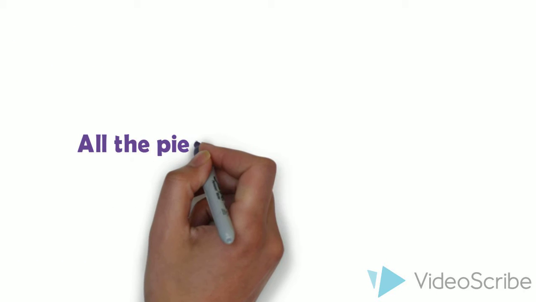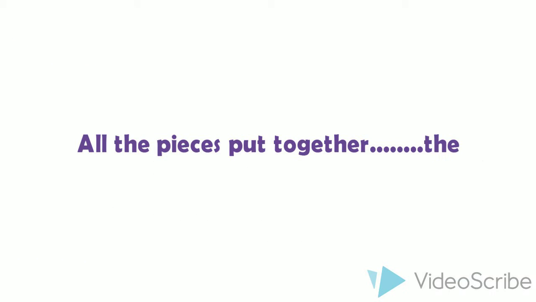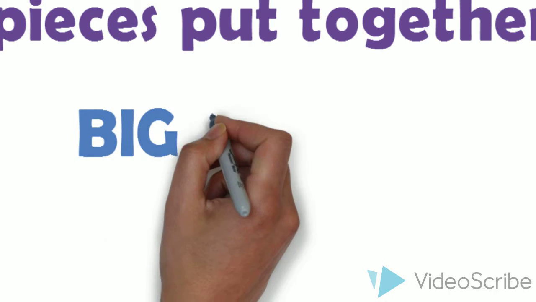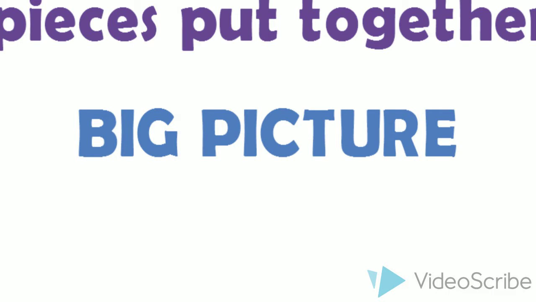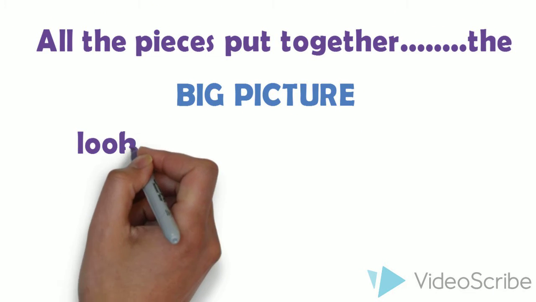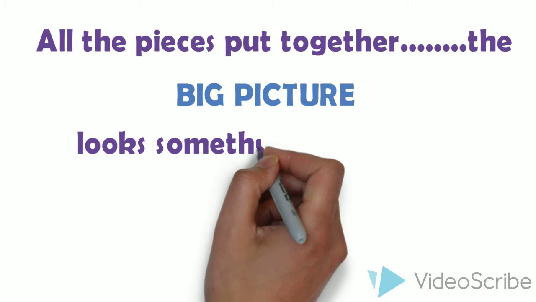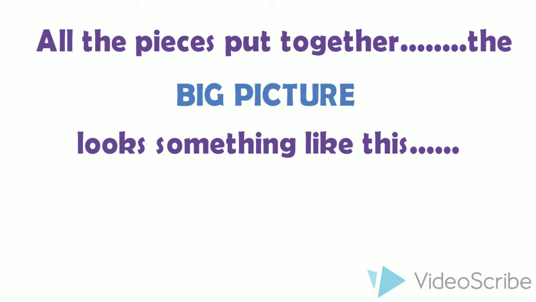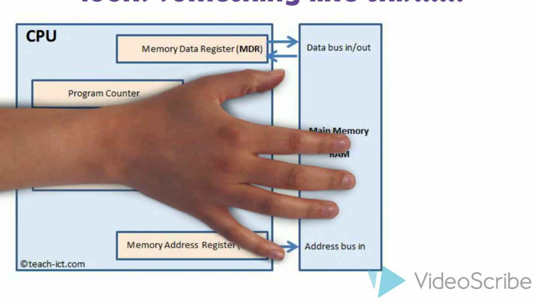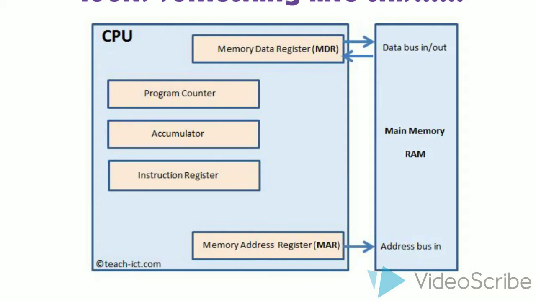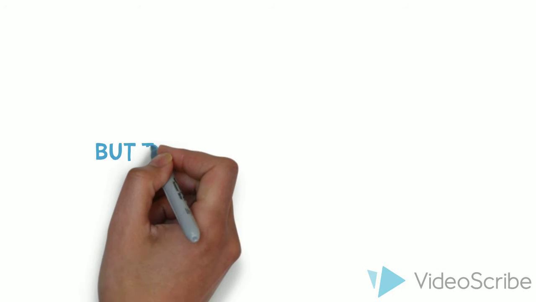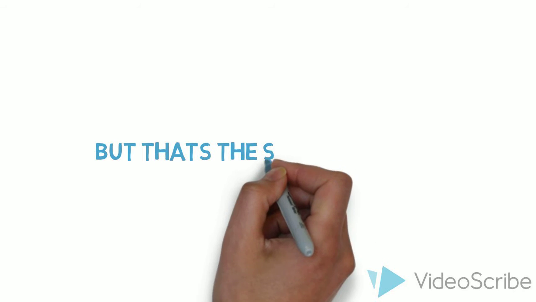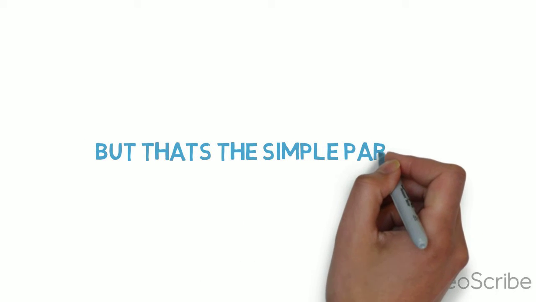So, if all the pieces were to be put together, the whole big picture would look something like this. You will be able to see the picture on the screen in a moment. So that is how the entire big picture looks. However, that was the simple part. That was just a simple representation of the actual instruction cycle.